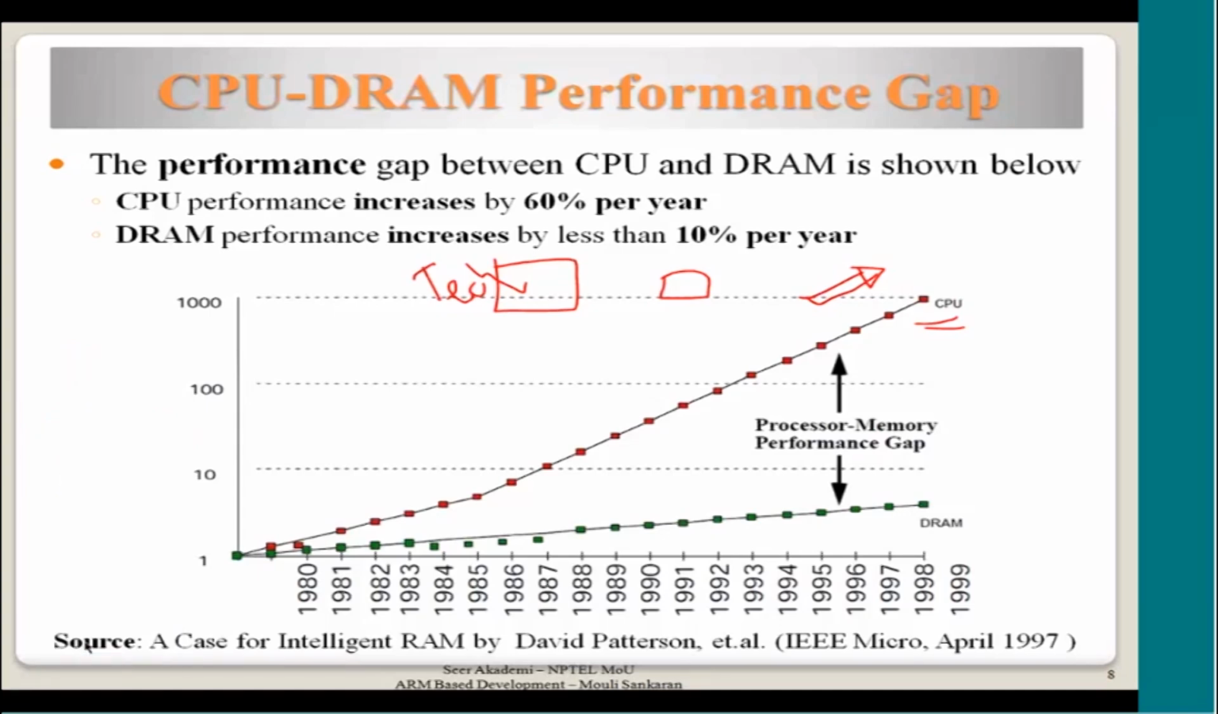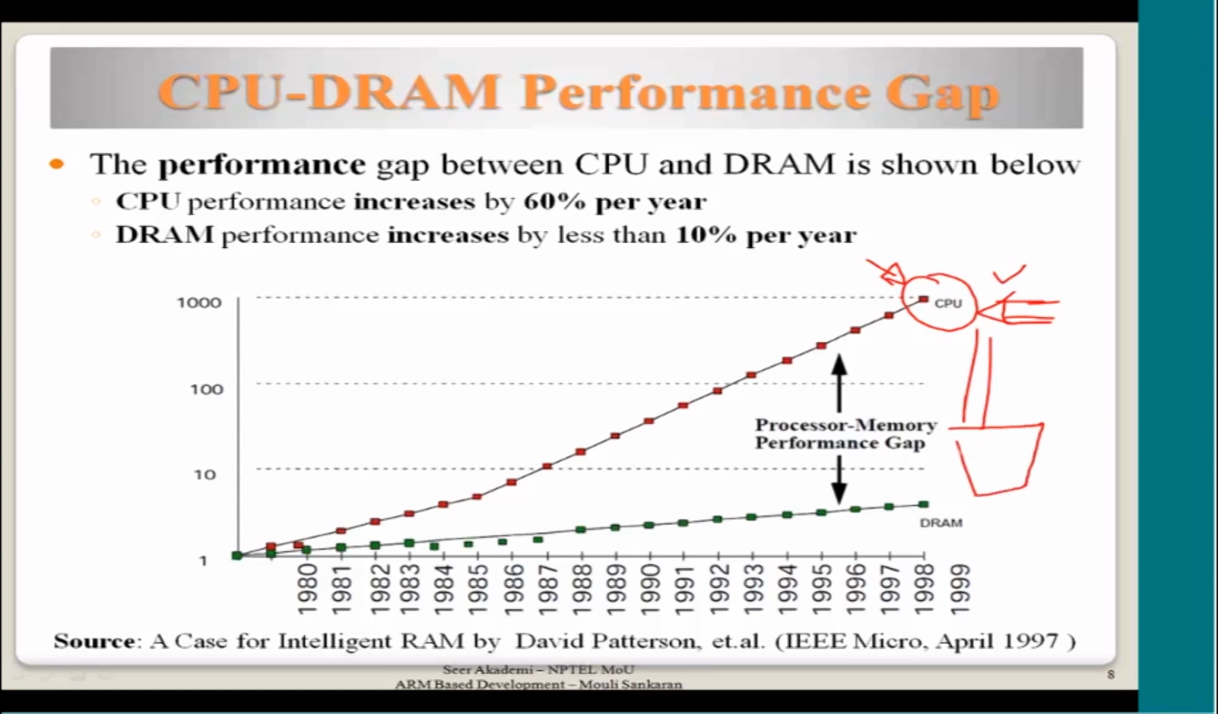So there must be something done to make sure that whatever time and money we spend on improving the performance of the CPU is met, and that the CPUs are not made to wait because of memory being slow. Okay, that is very important.